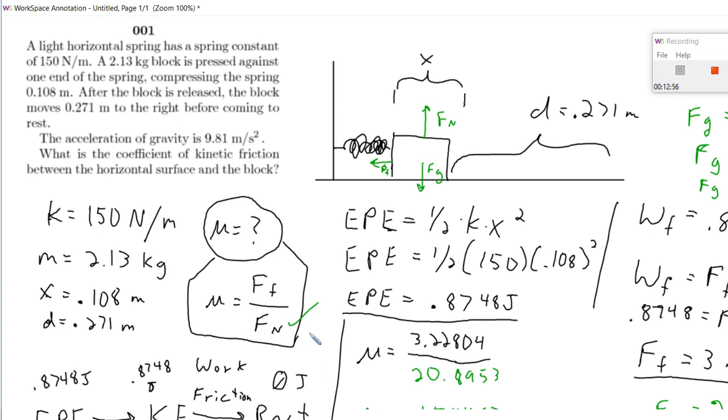So again, this particular question is all about the transformation of energy from one kind, EPE, to another kind, KE, and then all of that energy being spent doing work against friction. So we've got the idea of energy transformation, but then also energy usage and spending against friction. And that information then allowed us to find the coefficient of friction of the surface and the block.